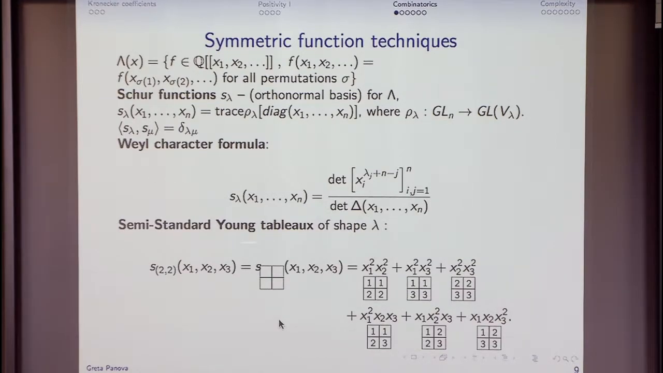And on one hand, we have this formula. On the other hand, we also have a combinatorial interpretation, which is that the Schur function is the sum over all semi-standard Young tableaux of whatever partition this corresponds to. And then we take the monomial. So we are filling every box with the corresponding variable, and then we just multiply them out for each semi-standard Young tableau. And this is, for example, what we get if we have three variables.